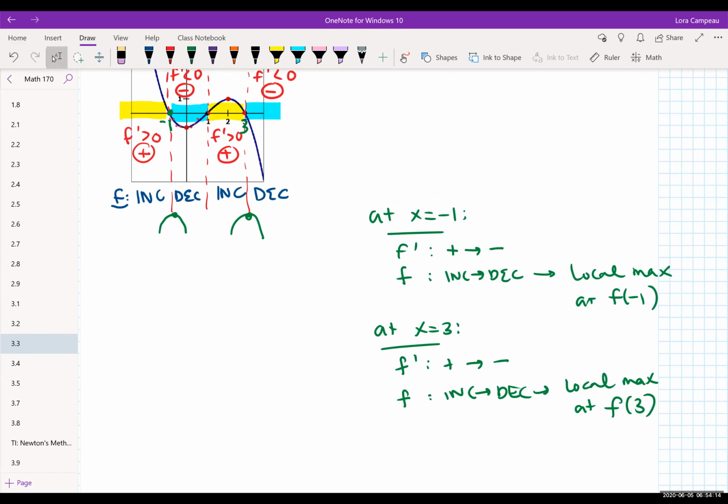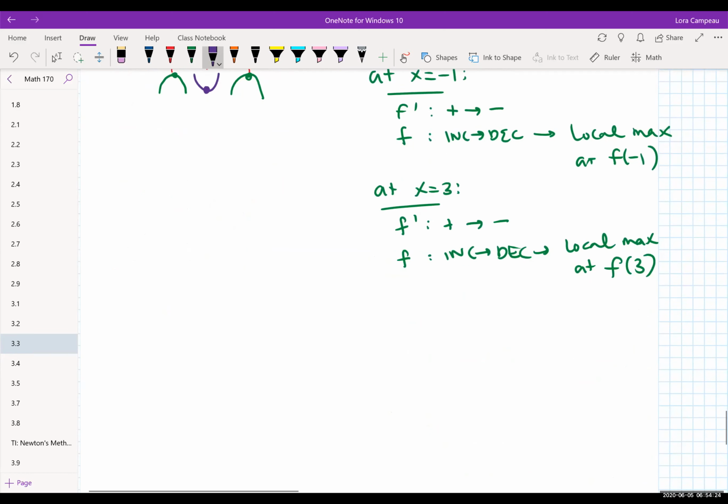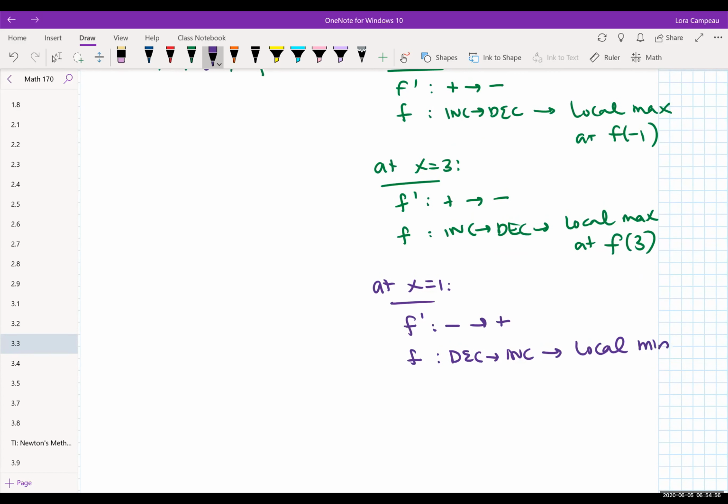And then you just have to see, am I missing anything? Yeah, where am I going from decreasing to increasing? I have a point right here. If you're going from decreasing to increasing, it looks like at x equals +1, your first derivative goes from negative to positive. That gives you information about the original function going from decreasing to increasing. So if you look at your picture, yeah, you have a local min at your original function evaluated at 1.